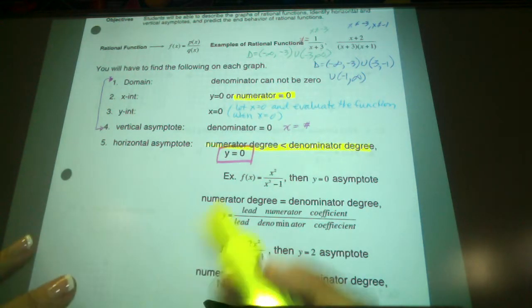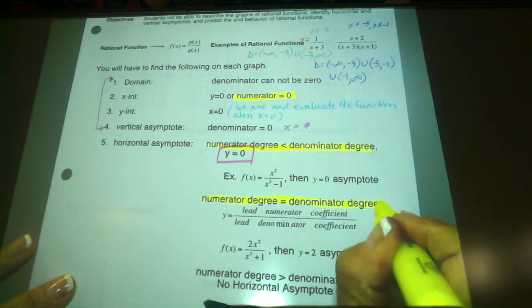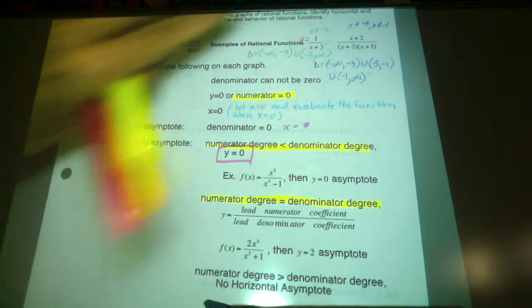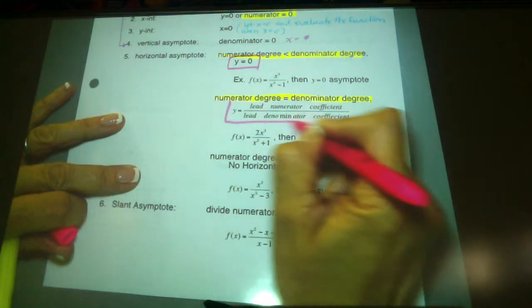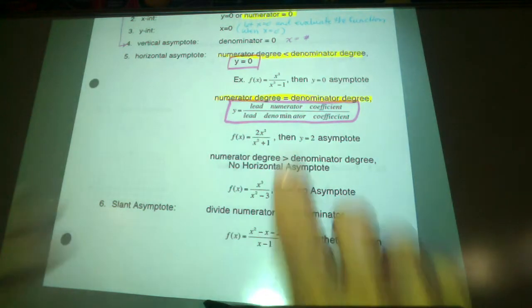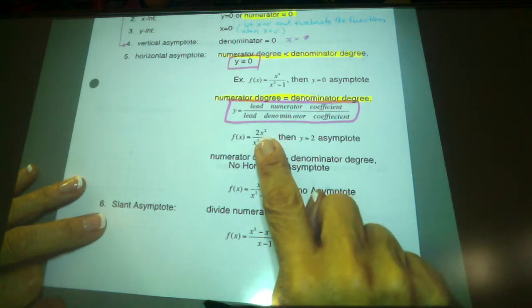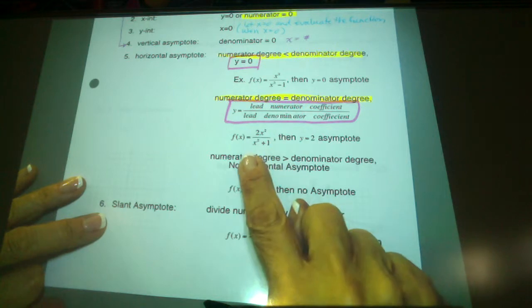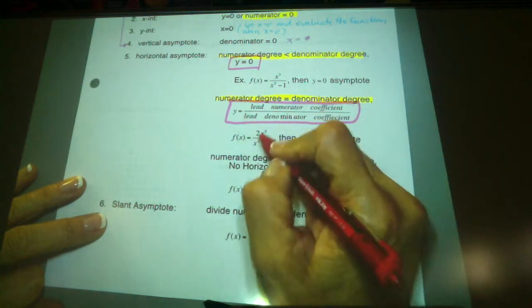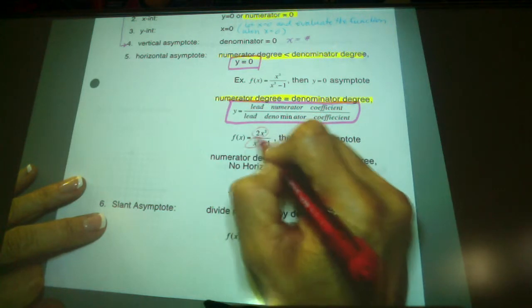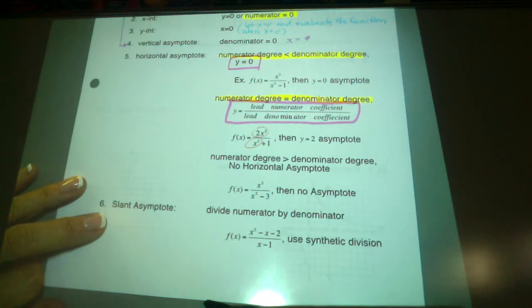The second situation is if the degree of the numerator is exactly equal to the degree of the denominator. If that happens, you have to look at the ratio of the leading coefficients. So on this one, my degree of the numerator is 2. On this one, the degree of the denominator is 2. Since they are equal, we're going to look at the leading terms' coefficients. So those are the 2 terms that hold the highest degree.